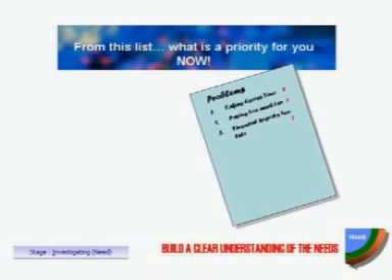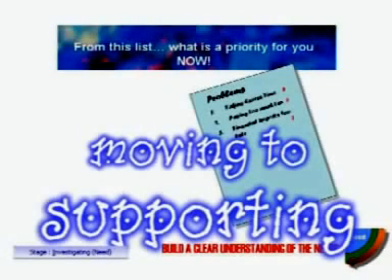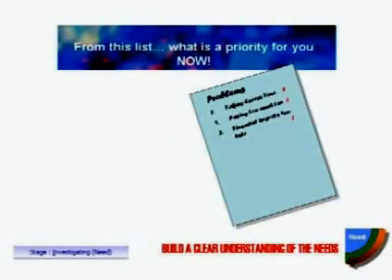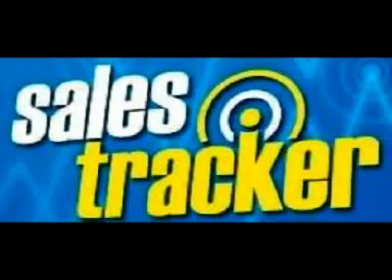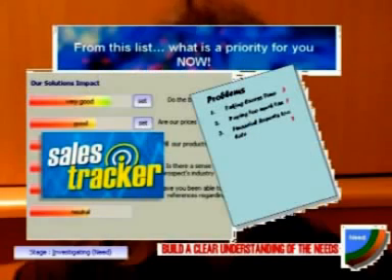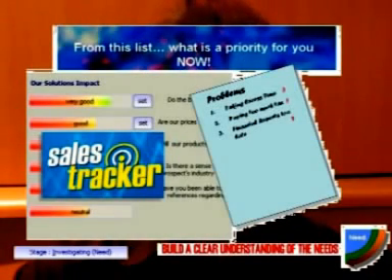The next step is to build a very clear understanding of the needs, and we do that by saying, right, from this list of problems or needs that you've identified, Mr. Smith, what is a priority for you now? What would you like to see addressed first? Again, the Sales Tracker software is fantastic because you can actually scale every problem and get a good graphic visualization of what should be addressed first.